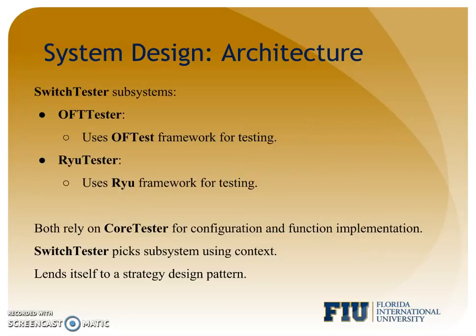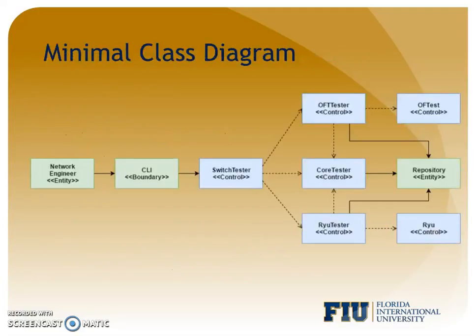So OFTest tester is the part of the application that uses OFTest for testing, and then Ryu tester uses Ryu for testing. And they both rely on the core tester for configuration, and they implement some of the functions that are exposed to allow for this kind of dynamic utilization of different testers. So this is an example of the class diagram.